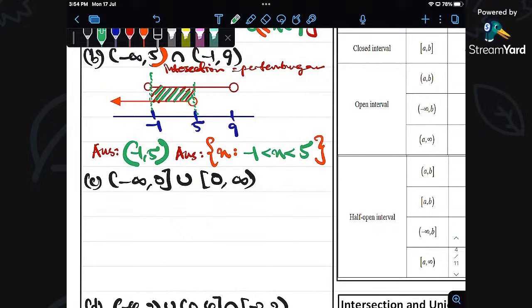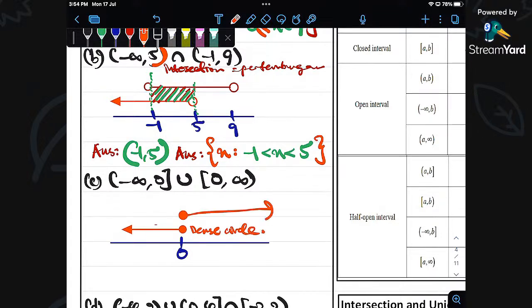And there is more here. So we have a 0. So 0 to the left. But this is empty circle, yeah? Empty circle. And another one is also, so this is dense circle, okay? This is dense circle. So going to the right now.